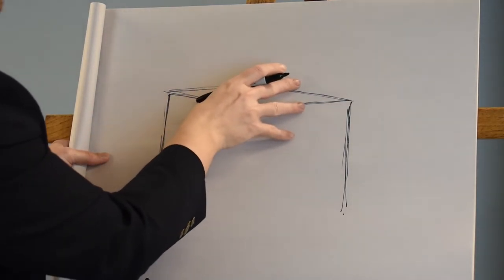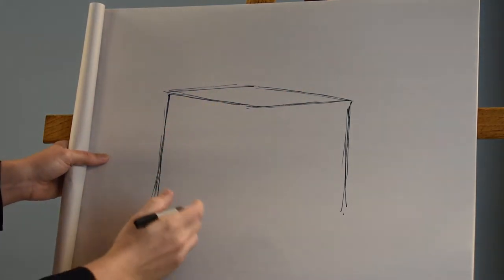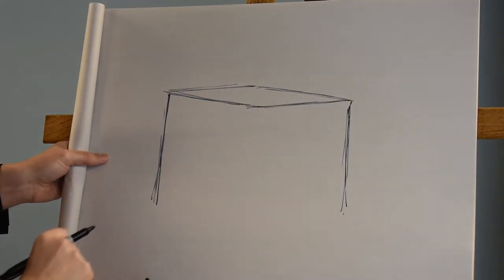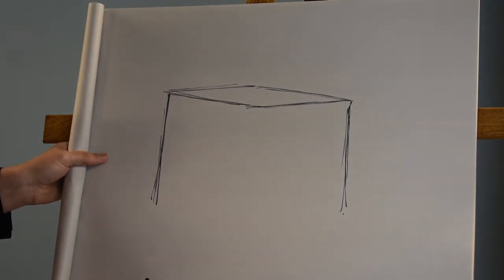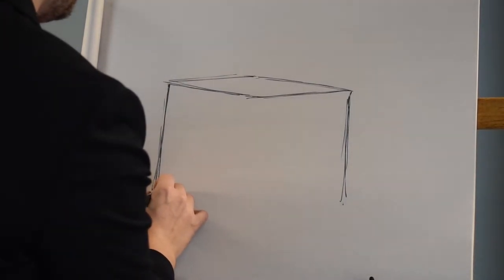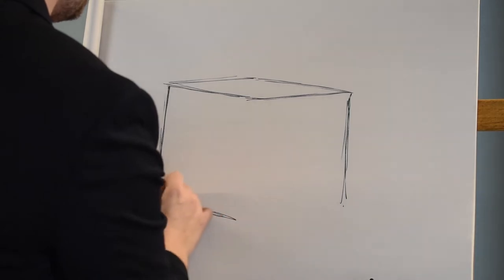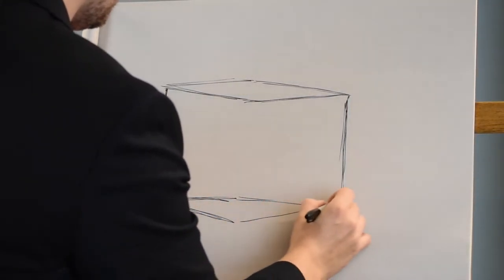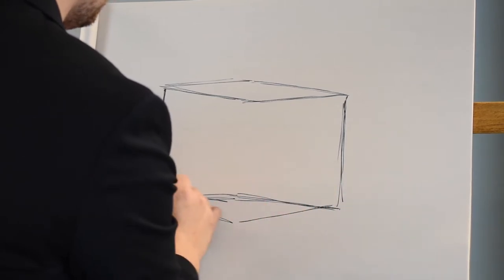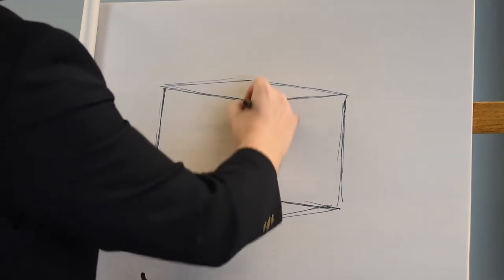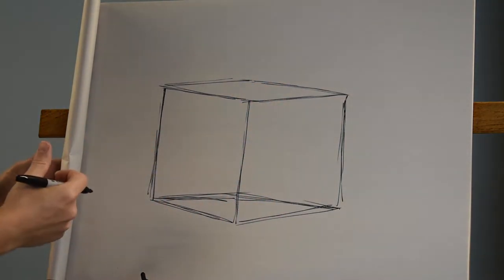And so when you're done with this part, just like on the cylinder, we almost want to copy and paste this diamond shape down here, but we're not working on a computer, we're working in real life, so you have to copy and paste with your brain, which isn't always the easiest, but you can do it. And then we can connect it like this, and so we have a cube.